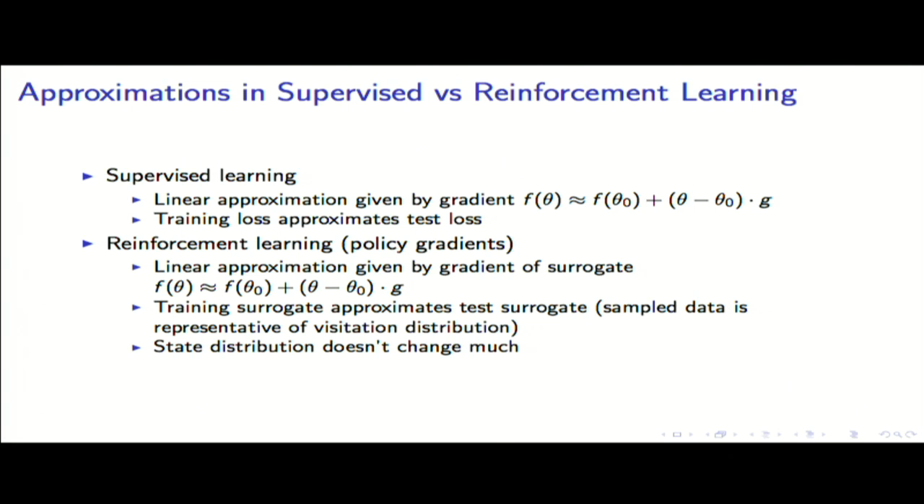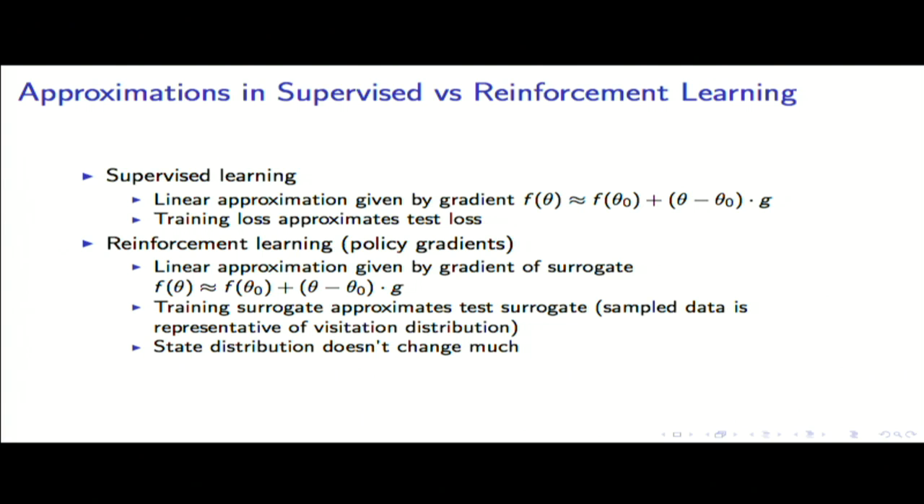Okay, so now in reinforcement learning, you have almost the same issues, except you have one extra source of error. We're making a linear approximation to the performance of the policy given by the gradient of the surrogate loss. That's the first approximation, but that's the same as what we had in supervised learning. If you think of the surrogate loss like the training error, which you're optimizing in supervised learning, then you're making the approximation that your training surrogate, which you use to compute the update, is a good approximation of the test surrogate, which is what you would get if you collected an infinite amount of data.